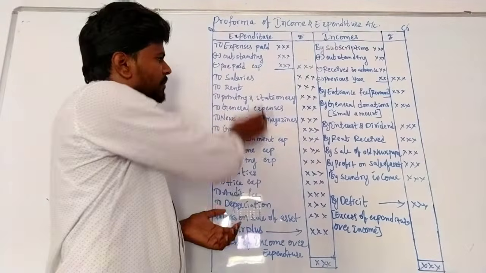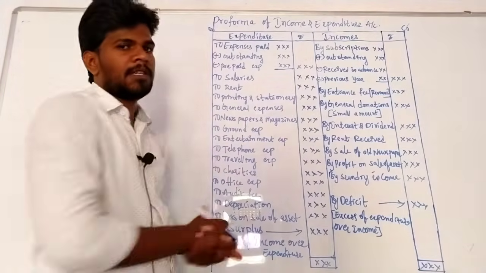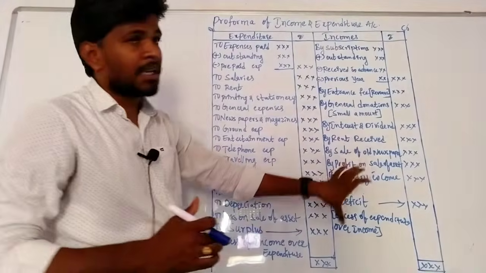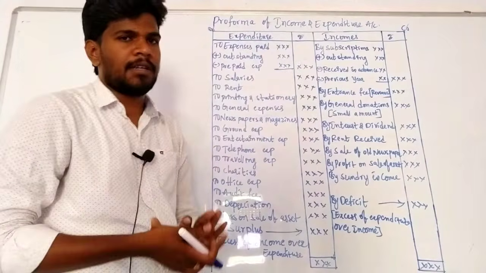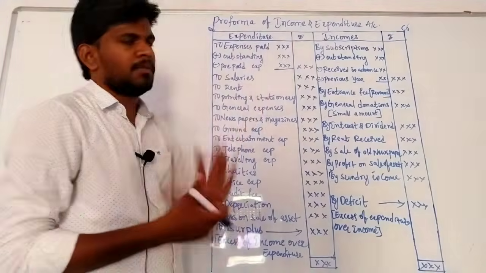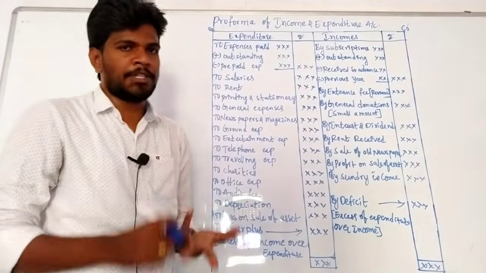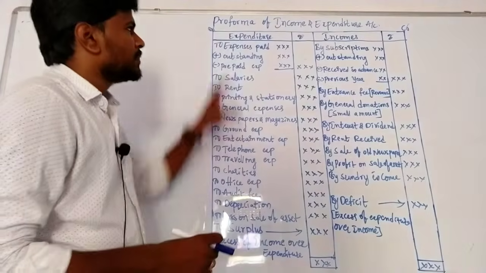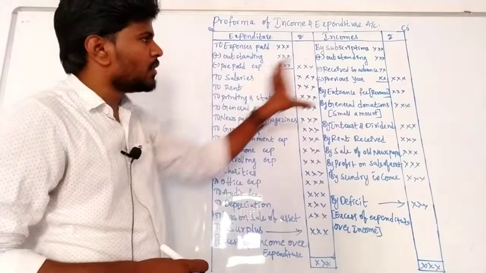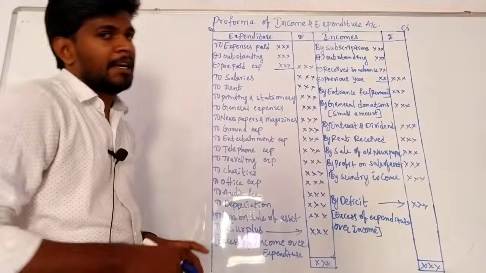All the expenses will be debited as well as losses. All the incomes and gains will be credited. It is prepared to know the surplus or deficit of the organization. All expenses and losses will be debited, all the incomes and gains will be credited.